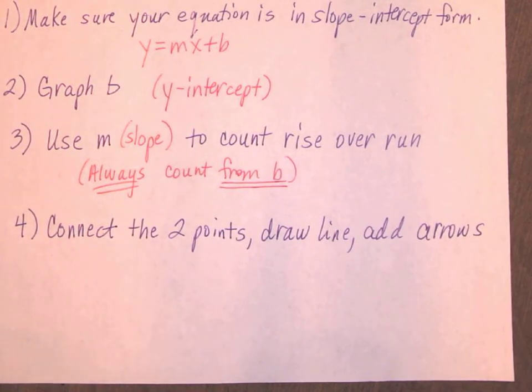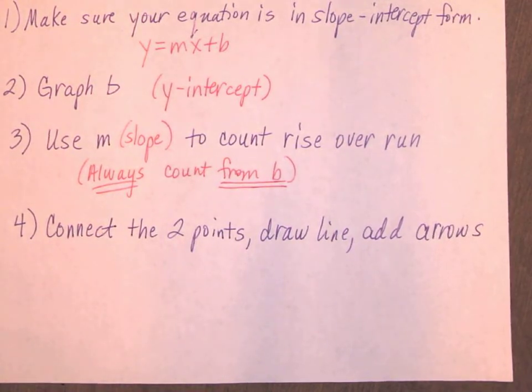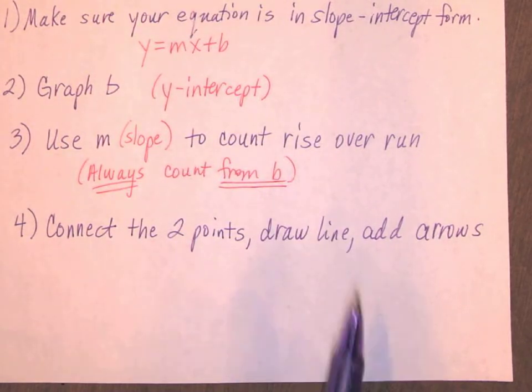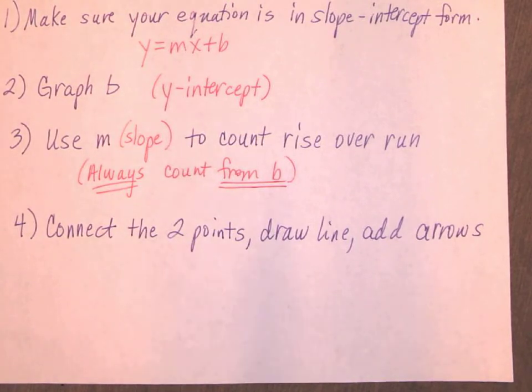A line goes forever and ever in both directions unless I give you boundaries, and we're not giving you boundaries on these. So the line goes forever and ever in both directions. So make sure that you add the arrows to demonstrate that.